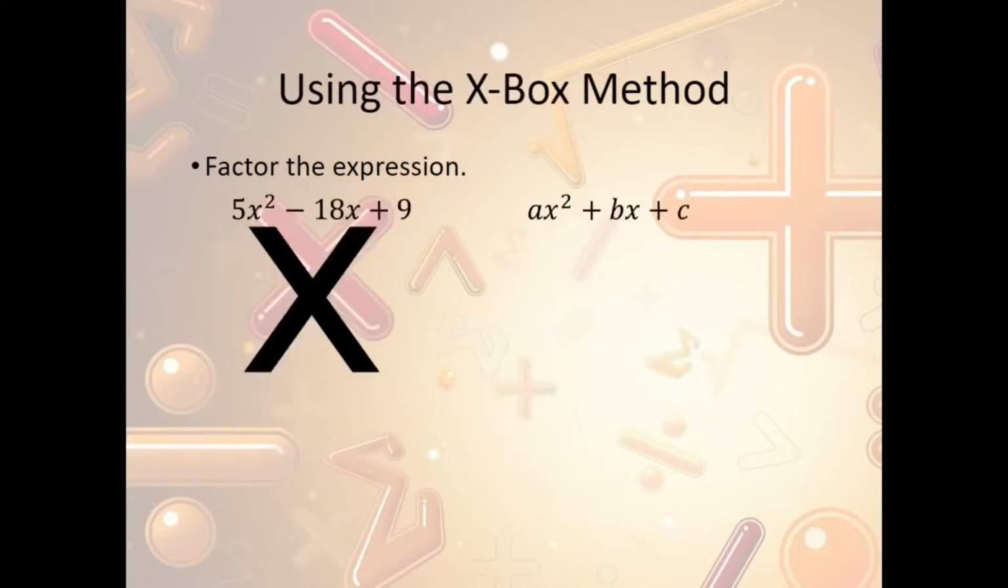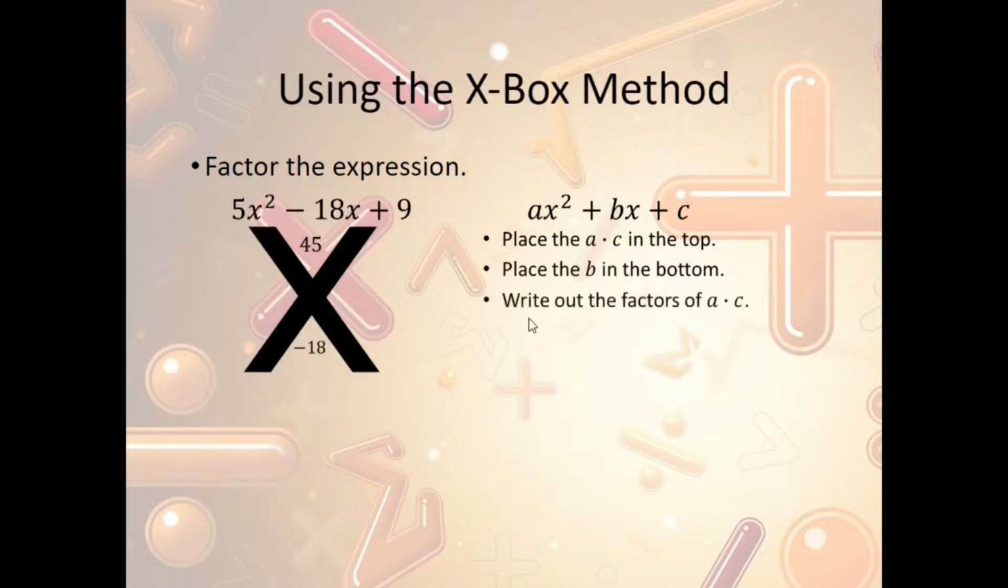Now what if the a value is not 1 like in the previous examples? So in this one we have 5x squared minus 18x plus 9. Well, we're still going to use the x method, but we have to add a little bit to it later on. And this becomes the x box method. So the way we start is we're going to multiply a times c and put that in the top. So 5 times 9 is 45. And then we put b in the bottom just like before, so that's negative 18.